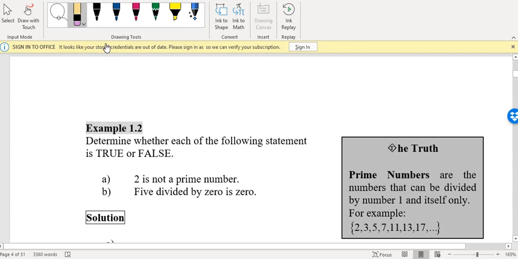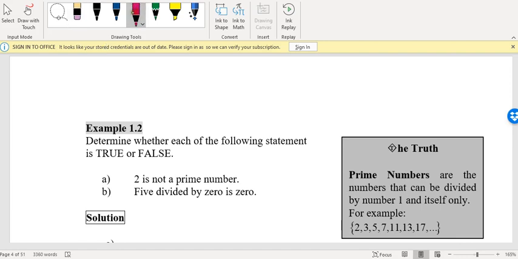Example 2, Example 1.2. Determine whether each of the following statements is true or false. A, 2 is not a prime number. True or false? The answer is false, because 2 is actually a prime number. Second, 5 divided by 0 is 0. Is it correct?